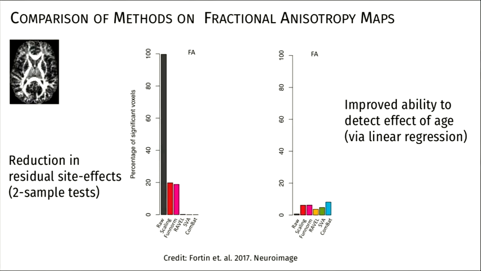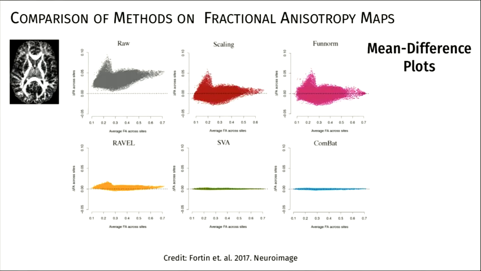What's really nice about this paper is that it looked at a range of different measures of both quantifying the site effects and quantifying the improvements from site effects. They looked at two-sample tests on each voxel to see whether they can distinguish between sites, and they look at the percentage of significant voxels. What you find is that the final three, Ravel, SVA, and Combat, barely have any voxels that have detectable site differences, which is understandable from looking at these Bland-Altman plots.